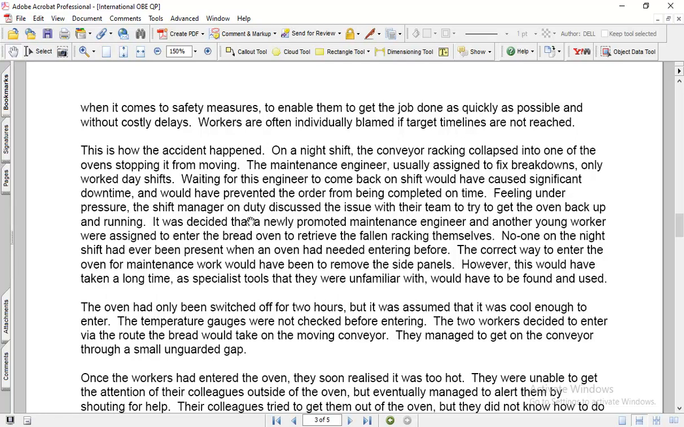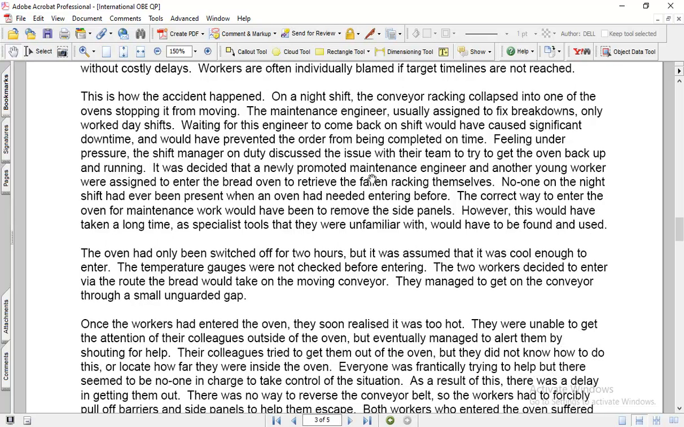Feeling under pressure, the shift manager on duty discussed the issues with the team to try to get the oven back up and running. On the night shift, the conveyor racking collapsed and it stopped the oven from working. The maintenance engineer is available during the daytime. There was no maintenance engineer for the night shift. They would have to wait until tomorrow to fix it, but that would lead to a delay in the order's completion. So they felt under pressure, and the shift manager discussed the issue with the team to find a solution and to start the oven baking.